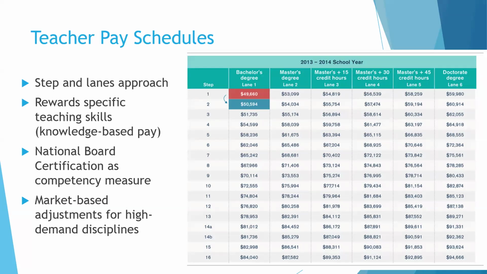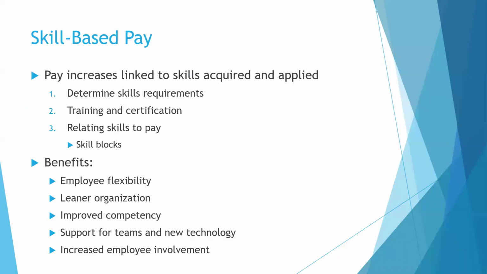And then you can do market-based adjustments for high demand disciplines. So things like math or science, especially at the high school level, might get paid more than what this schedule shows. You also may have, like in this school district, they really needed people who worked with special education programs, and they would pay more if you had that kind of certification. So a lot of school districts can do that as well to change the pay. You also can make a skill-based pay. This is a competency-based pay, but for specific kinds of jobs.